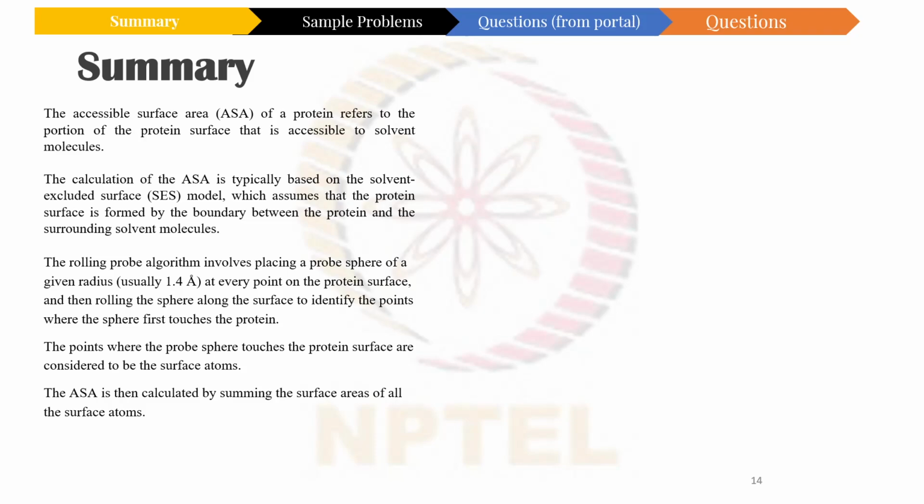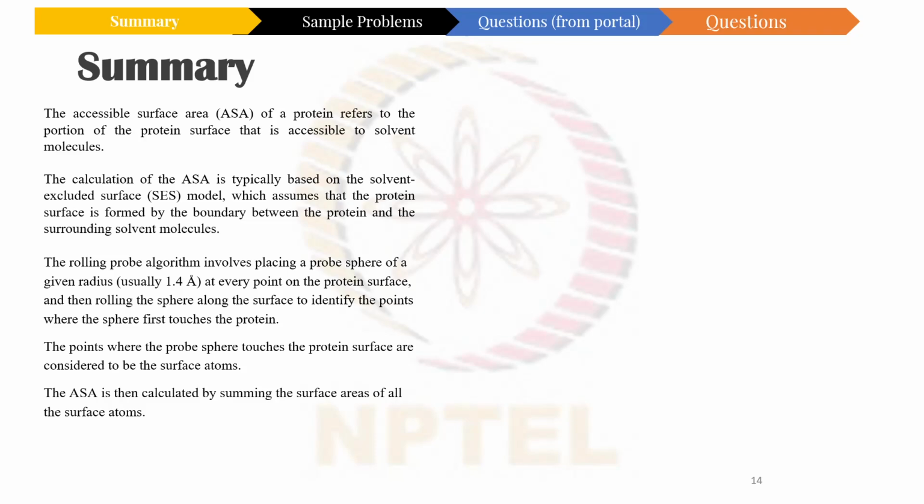So this area can be calculated using geometrical formulas such as the formula for the area of a spherical cap or the area of an annulus. The calculated accessible surface area can be expressed in terms of absolute values, that is Angstrom squared, or as relative values known as ASA ratio.